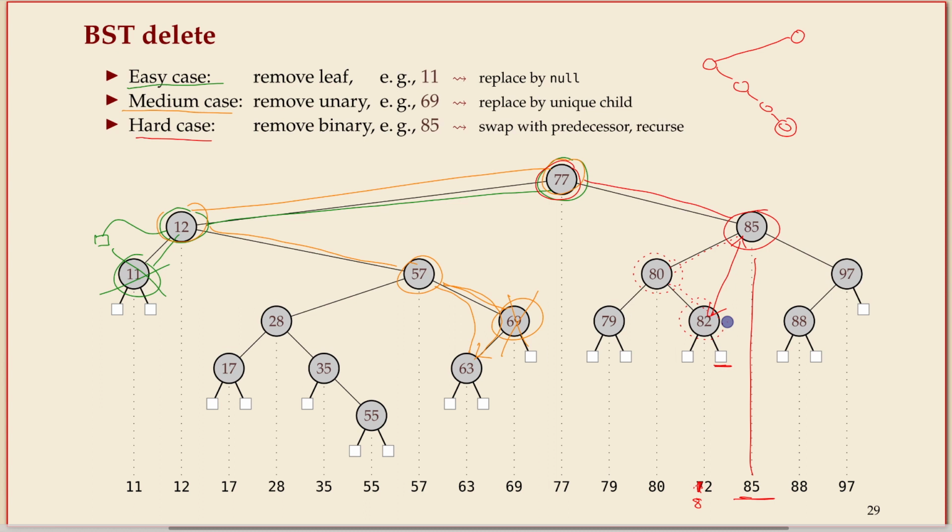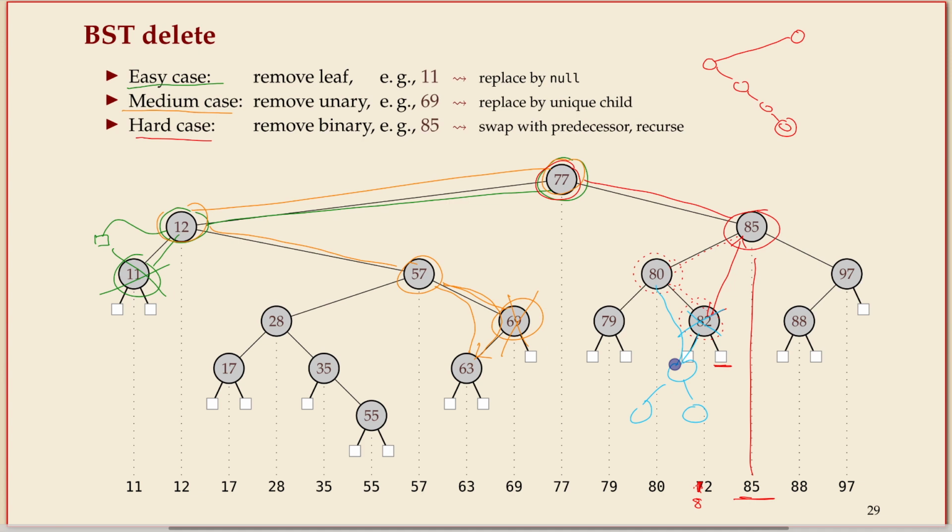Question? He could have a left child, yeah. So 82 could have, let's say hypothetically, some other node and so on. That's all right. So we would then be in the medium case instead of the easy case. So when we delete this node, we would rewire its parent link to the single child. Yep.